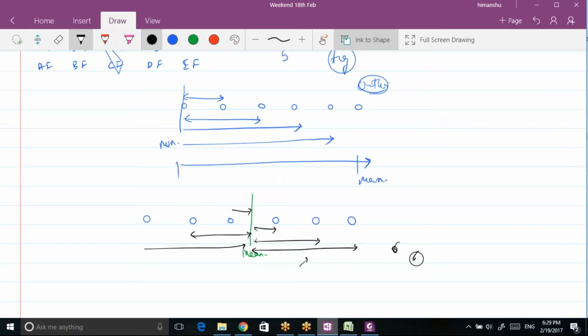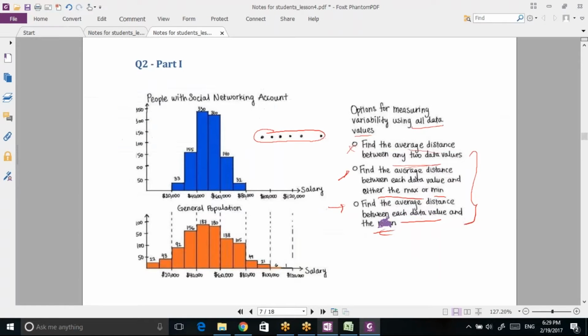So this is a good way of finding variability. That is, find the average distance of each point from the mean. Okay, so we are going to start with this and let's see how we will be implementing it.